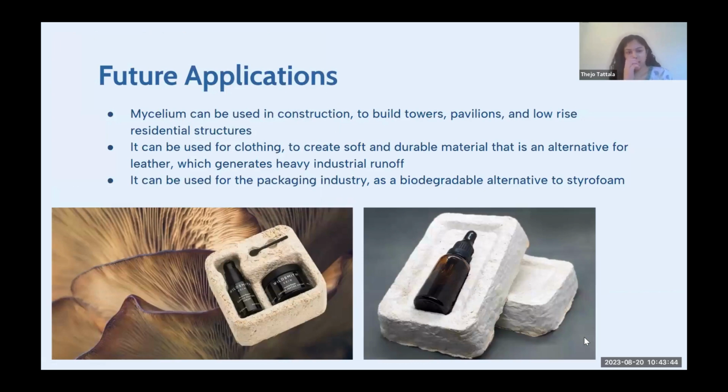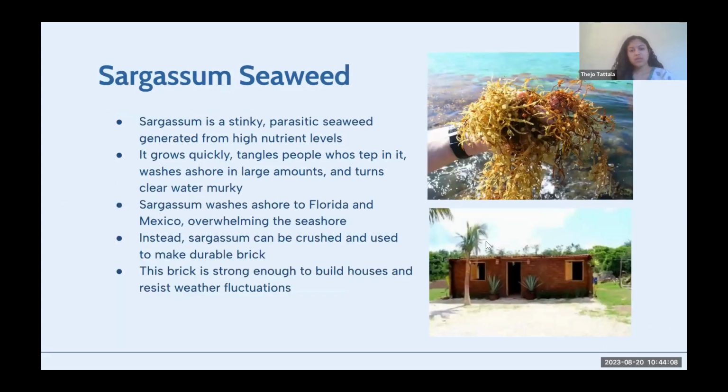And the future applications are, first of all, construction, towers, pavilions, low-rise structures, but it can also be used for clothing. It can create soft and durable material, which is an alternative for leather, which also generates a lot of heavy industrial runoff and animal slaughter. It can also be used for the packaging industry as a biodegradable alternative to styrofoam, as you can see in the images below. The final material investigated is sargassum seaweed.